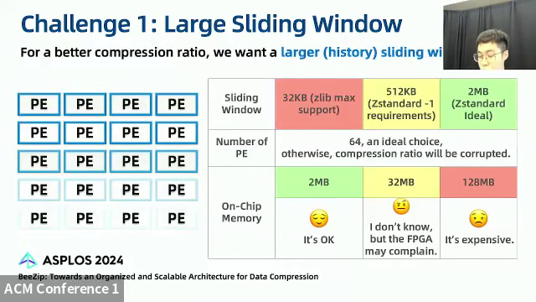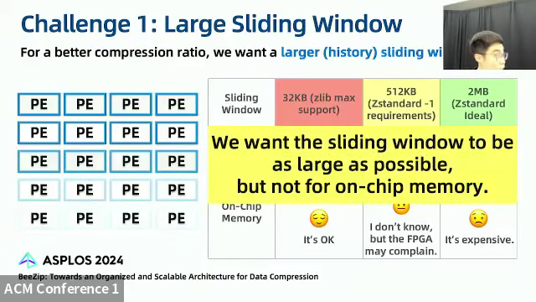When we want a 2 megabit sliding window, the match PE alone requires 128 megabytes. That doesn't sound good. The logic of this challenge is that we want the sliding window to be as large as possible, but not for the on-chip memory. I'd like to add a clarification here that the sliding window size we end up adopting is the middle one, 512 kilobytes. But we only need a total of 18 megabits of on-chip memory, which is less than the 32 listed here.